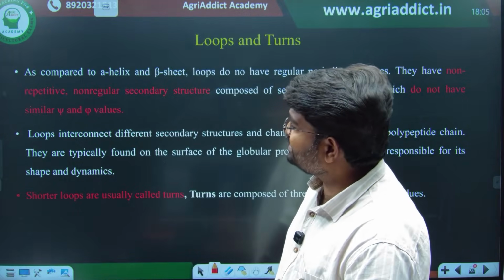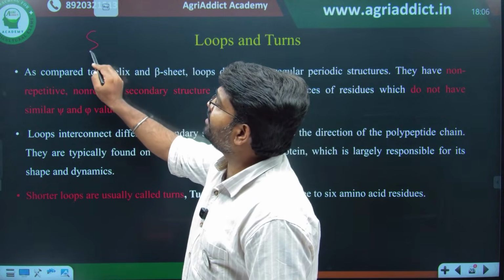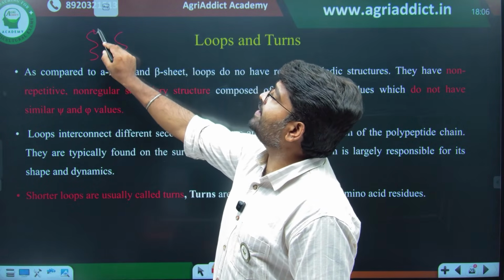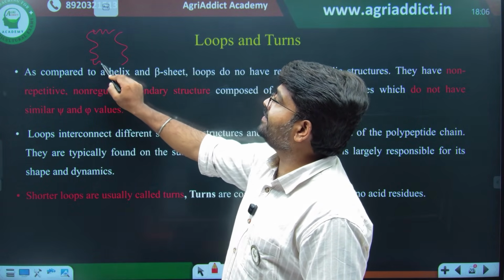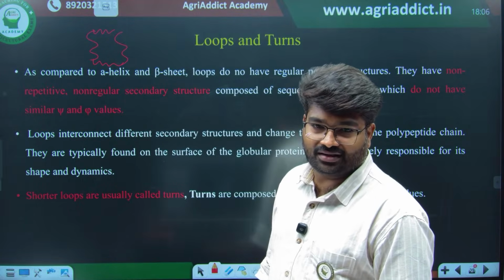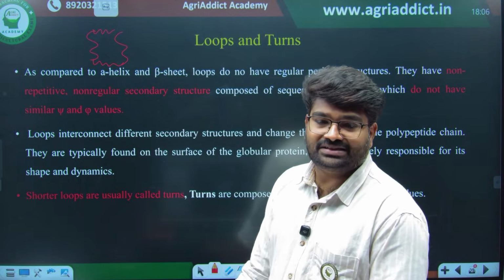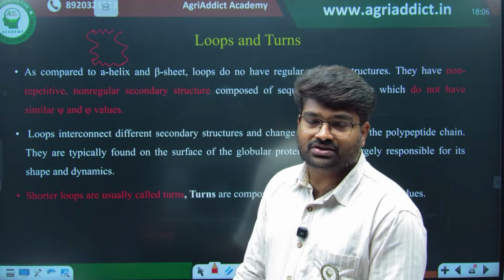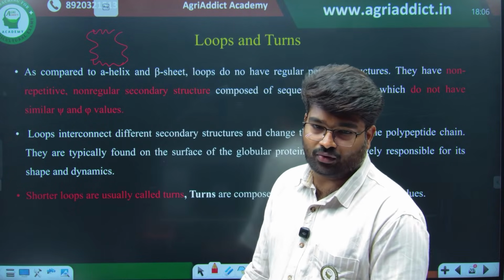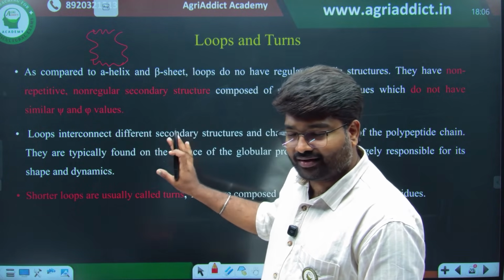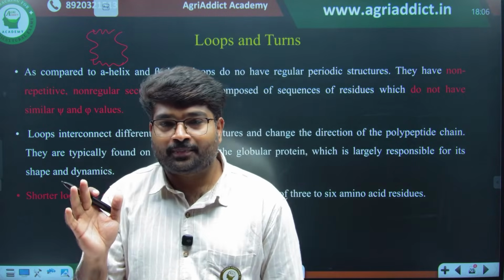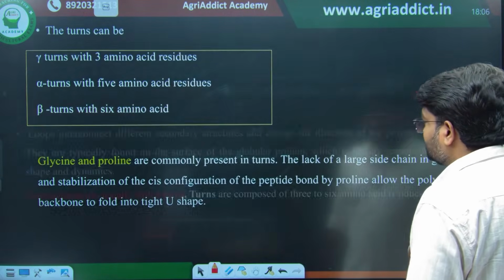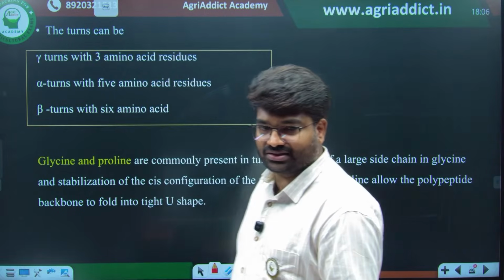Okay. You just imagine this is one alpha helix, this is another alpha helix. These two alpha helix has to be joined by what? By turns, by loops and turns. Loops and turns are highly useful for joining the secondary structure of proteins. Okay, this is important. You just have to remember the definition. Loops and turns will be used for joining the secondary structures of protein.